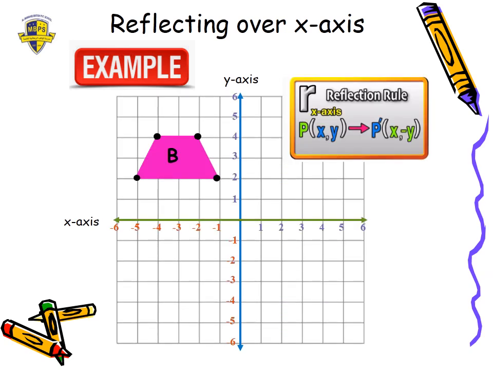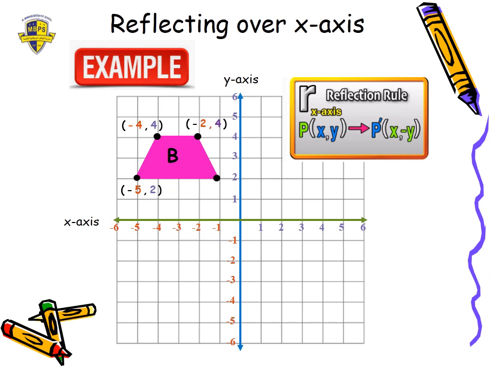Okay, the second example now, we have another trapezoid. This is B, and we want to reflect this shape over the x-axis. So before we start reflecting, we want to find the coordinates for each corner. Let's start. The first one, for x, we have minus 5 and y 2. Excellent. Now the second one, it's minus 4 and 4.